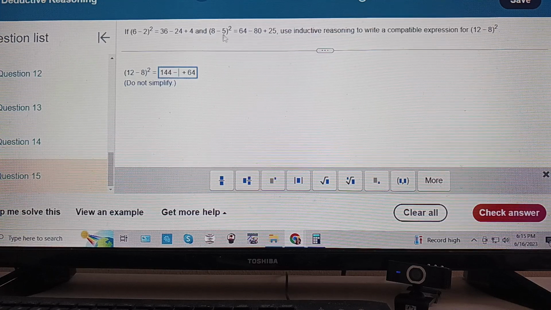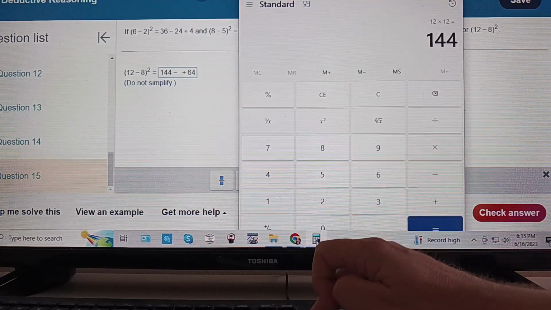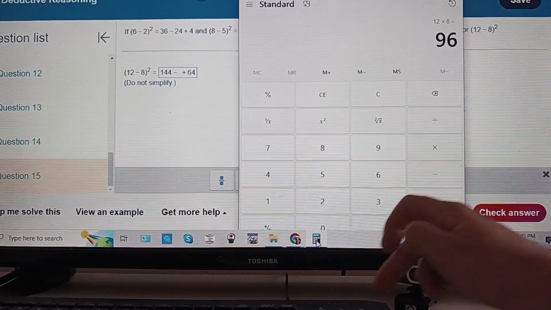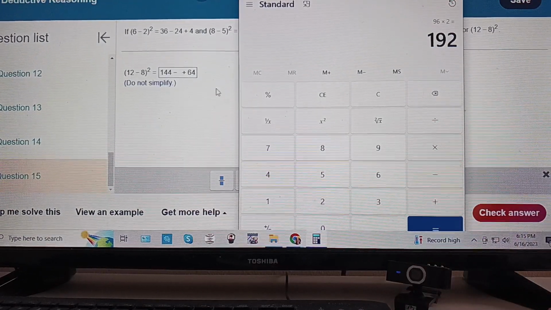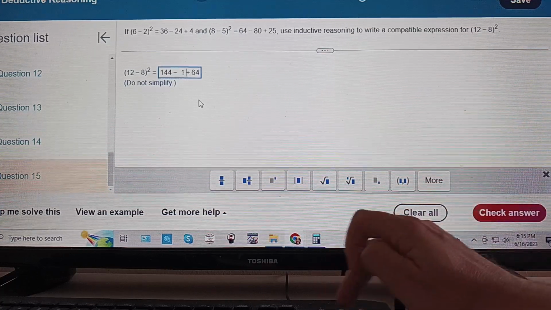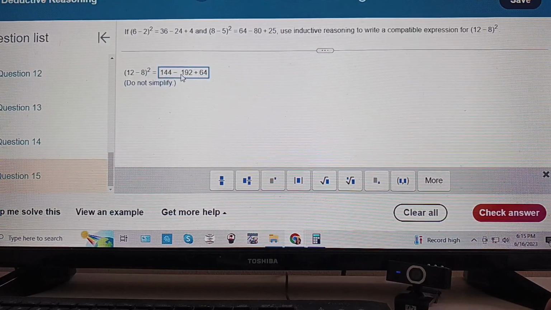And then you just do 8 times 5, 40, and double it. 8 times 5 is 40, doubled is 80. So if I do 12 times 8, and then double it, times 2, it's always times 2. That's got to be a 192 right there. And that would be hard to do without a calculator.